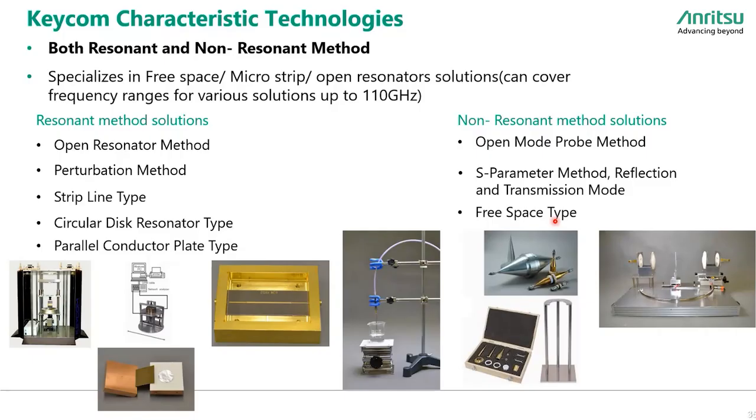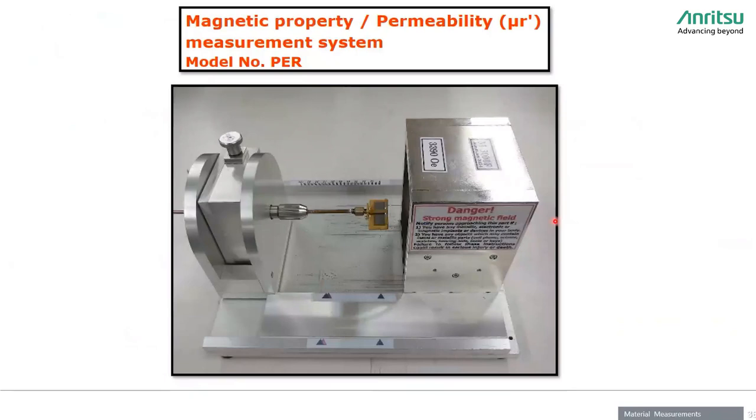In non-resonant methods, they have open-ended probe methods. They have the S-parameter method, which is based on reflection and transmission mode, and then they have something called free space as well. So the portfolio of Keycom is wide compared to other OEMs. They have something very unique for material measurement in the magnetic section, a model they call PER01, where they can keep the material under test, connected to the Anritsu VNA, under a strong magnetic field, and calculate the permeability of the material. This system is very accurate and specifically for the magnetic property.